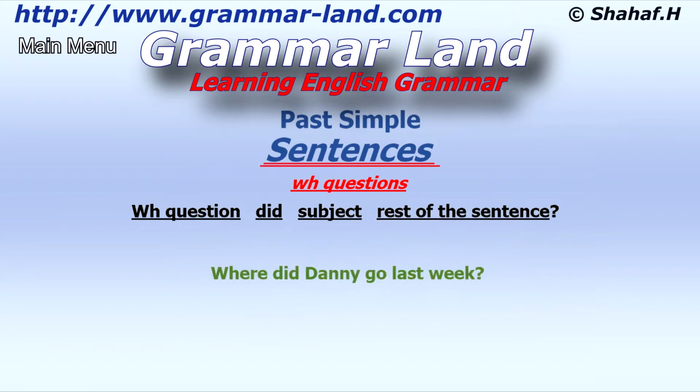Where did Danny go last week? The question starts with the WH question word where, followed by did, and the subject Danny. Then comes the verb go, in its present tense form, followed by the rest of the question.